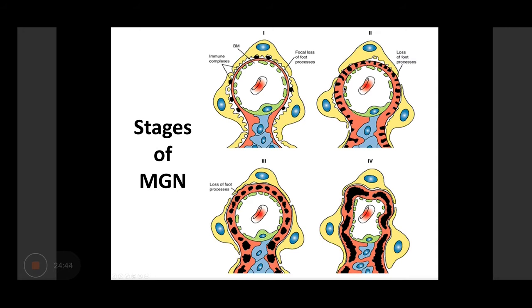incorporated into the glomerular basement membrane, which is now much thicker. In the third stage, they are completely incorporated and the basement membrane goes over the deposits. And in the fourth, they start getting absorbed, leaving behind only the glomerular vessels. So these are the four stages of MGN, which can be identified only on EM.